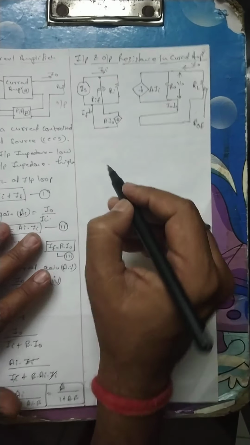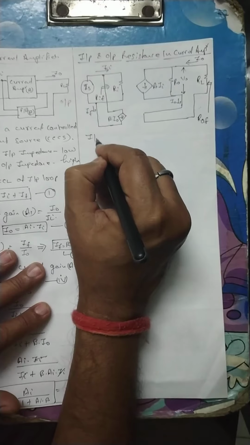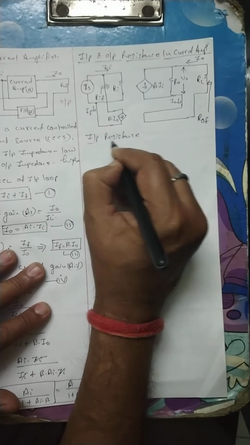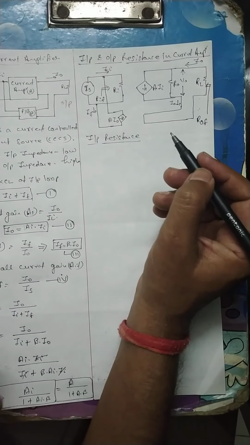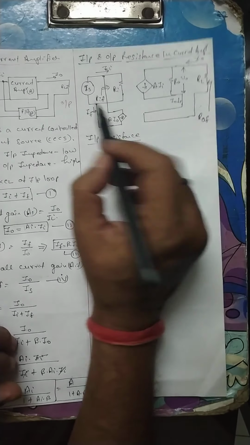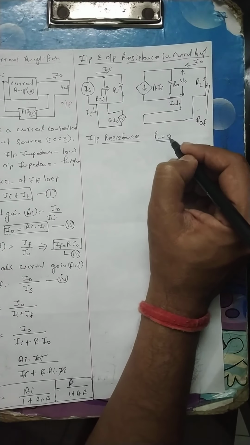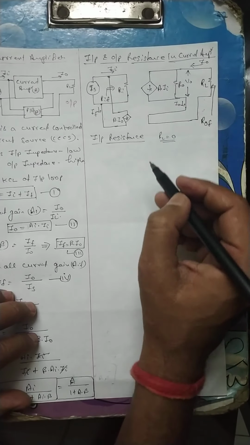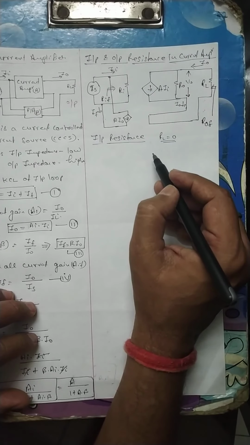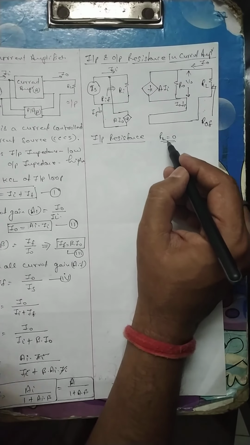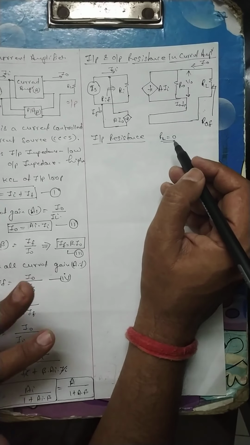Now we have to calculate the input resistance. The input resistance in the case of a current amplifier can be calculated by putting RL equal to 0. As you remember, in the previous lecture I told you that in the case of a voltage amplifier the input resistance can be calculated by putting the load resistance equal to infinity.